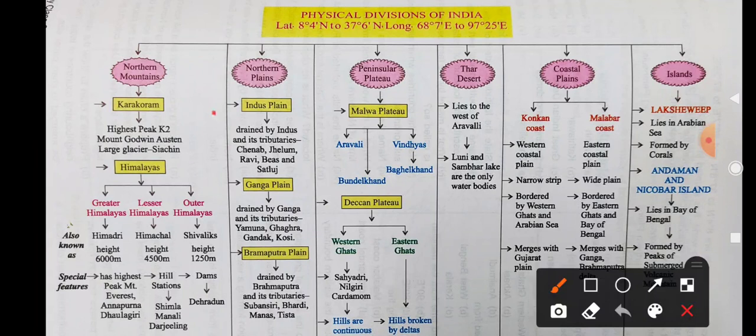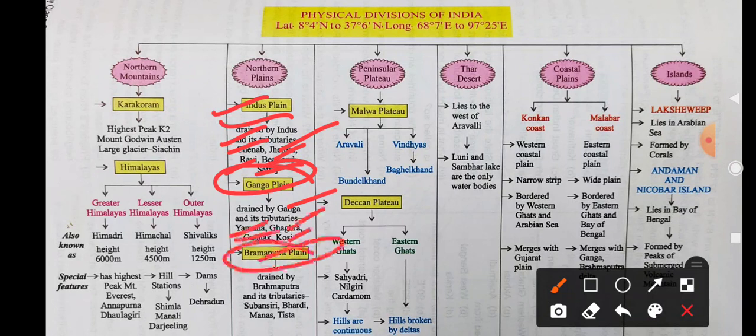Just like there is the Indus plain, it means it is drained by the Indus and its tributaries like Chenab, Jhelum, Ravi, Beas and Satluj. Same like that, there is the Ganga plain, named after the Ganga and its tributaries Yamuna, Ghagra, Gandak and Kosi. And the third one is the Brahmaputra plain. It is drained by the Brahmaputra and its tributaries like Subansiri, Bhadri, Manas and Tista.